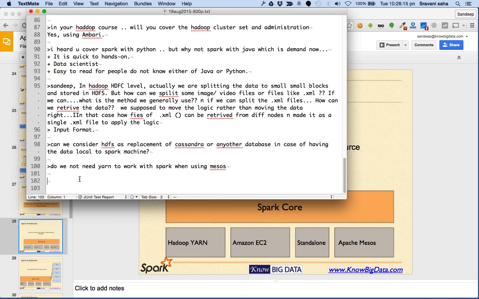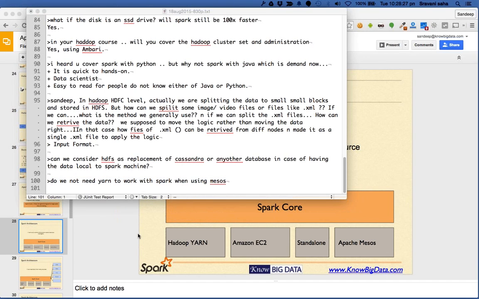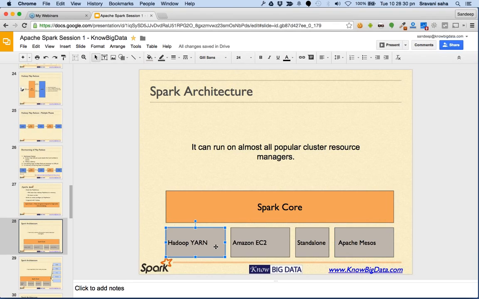Mahen's question is: do we not need YARN to work with Spark when using Mesos? No, not really. Mesos is not dependent on YARN. Mesos is an independent resource manager similar to YARN.